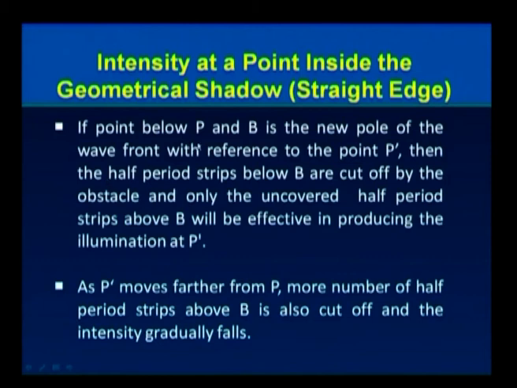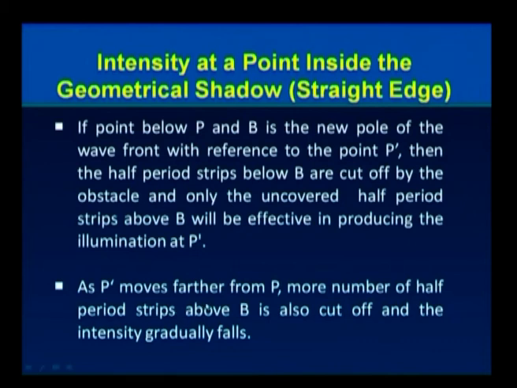If a point below P and B is the new pole of the wavefront with reference to the point P prime, then the off period strips below B are cut off by the obstacle, and only the uncovered off period strips above B will be effective in producing the illumination at P prime. So, whenever you have a straight edge or any kind of obstacle, some of the strips or some of the half period zones will be cut off depending upon the point where you want to find the intensity.